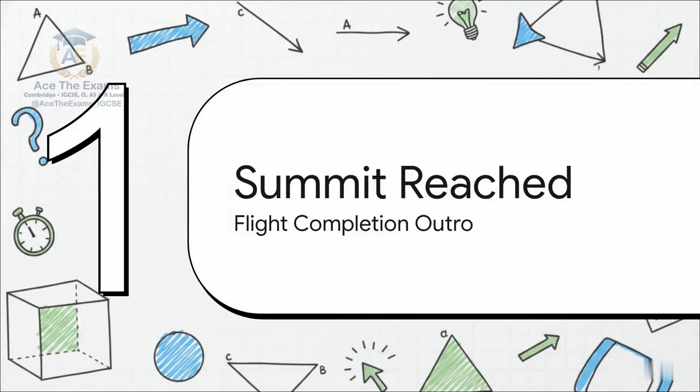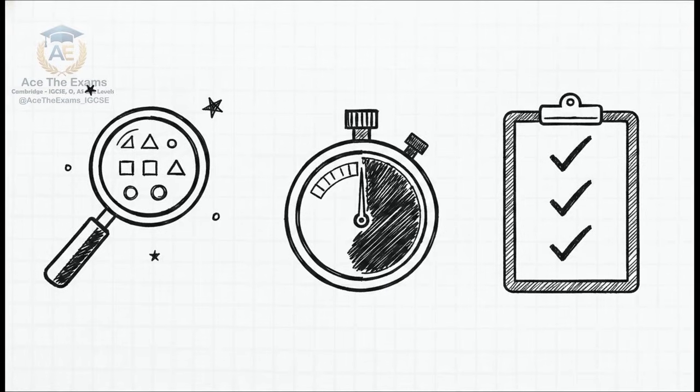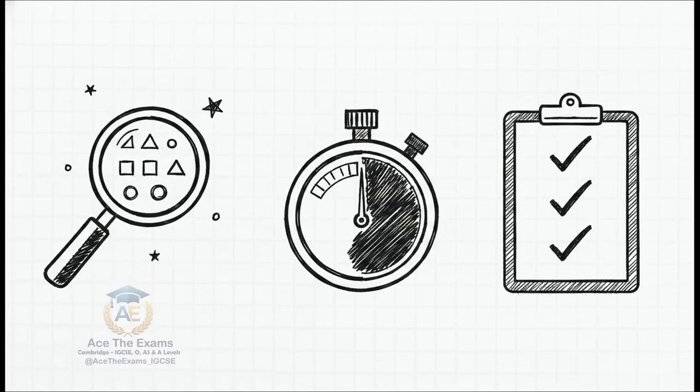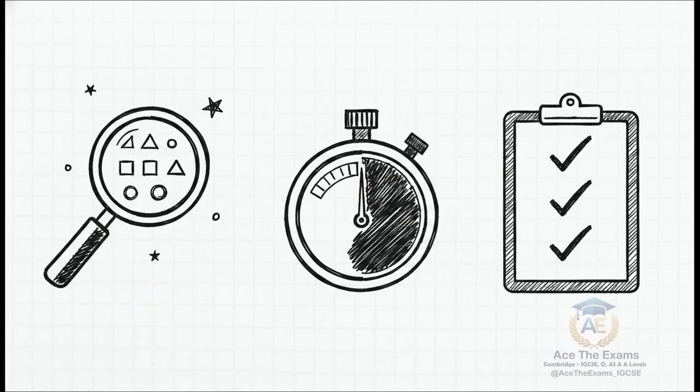Act 5, Summit reached. We are initiating our flight completion outro. Alex and Sam are confirming a successful launch sequence. The propulsion meters are peaking at a maximum A-star reading. To ensure you can replicate this success on your own, I am distilling this entire session into 3 universal launch rules. Rule 1, the 3-step question scan. Before you even touch your pen, decode the command words and extract every single piece of relevant vector data.